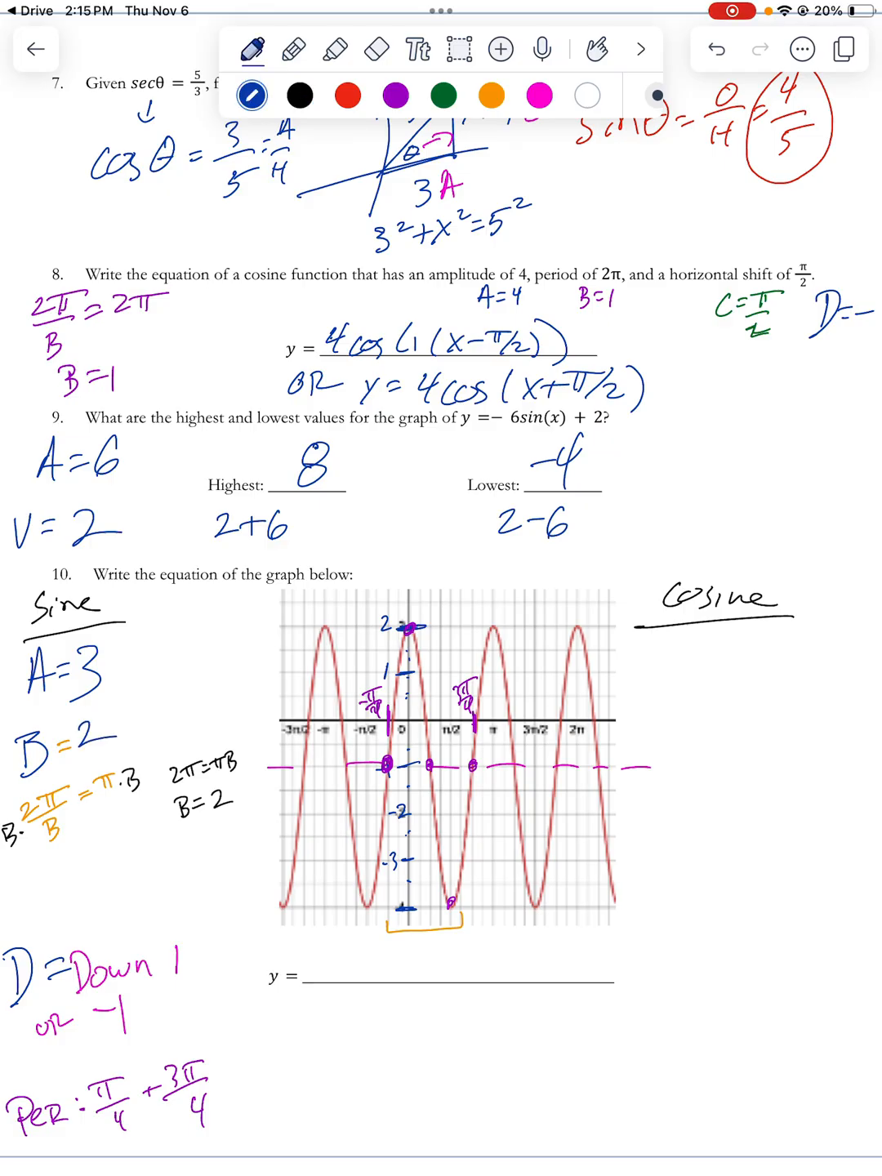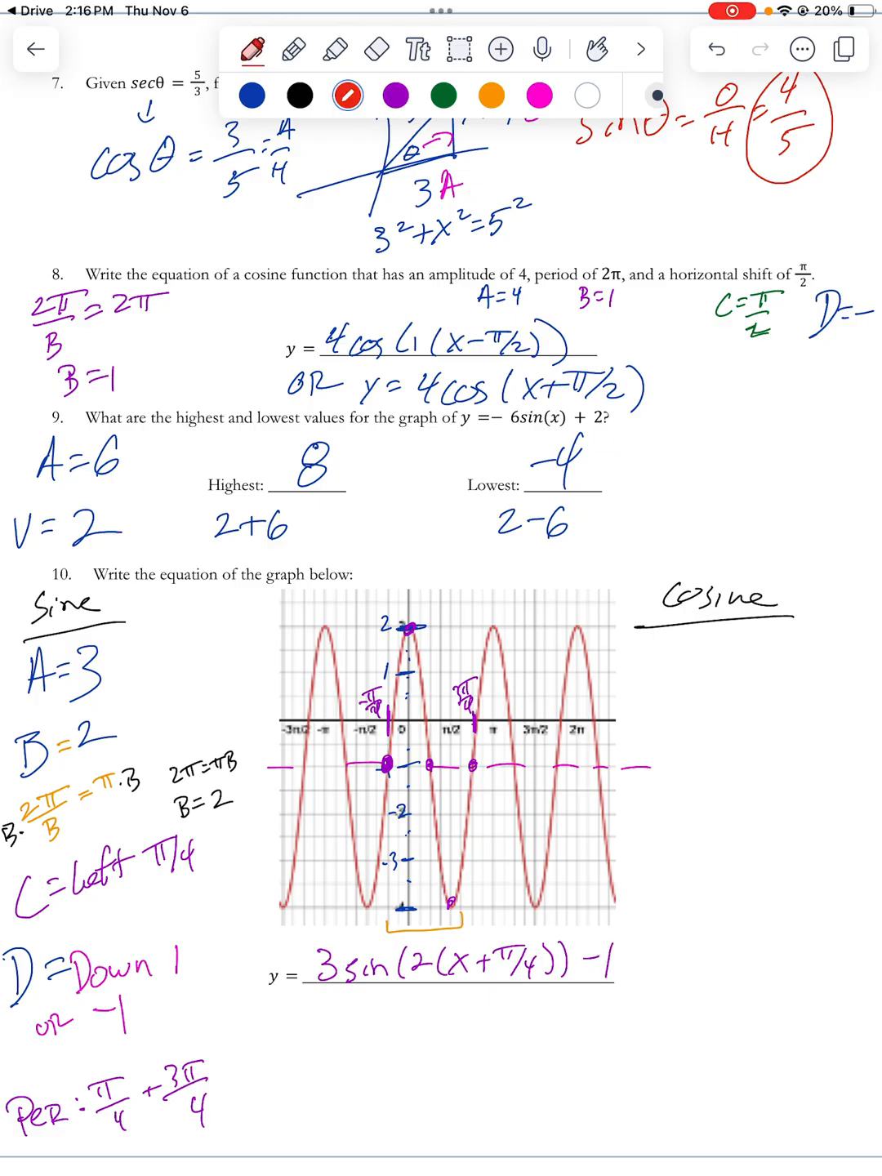And lastly, my c is my phase shift. Well, if I went left, pi over 4. So for sine, it would be 3 sine of 2x plus pi over 4 minus 1.